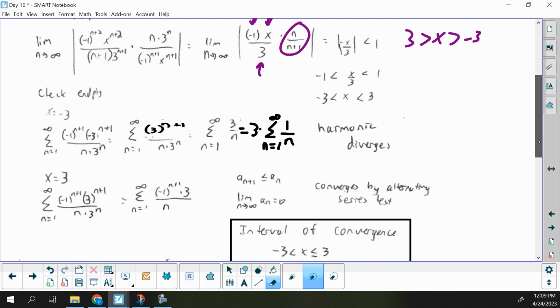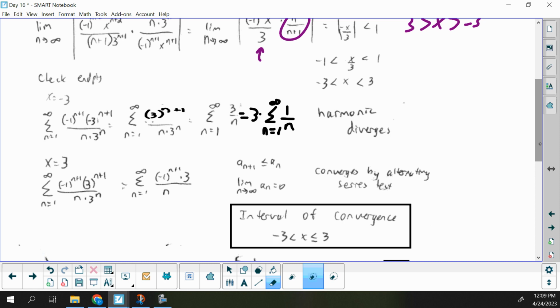When we put the -3 in, I did the -1 to the n plus 1 and the -3 to the n plus 1. Because they're both raised to the n plus 1, we can multiply the insides and make it to the n plus 1, so that's 3 to the n plus 1. All the 3's wipe out except for one of them, so that's 3 over n. I pulled the 3 out front, and that was the harmonic. So therefore, that's going to diverge.